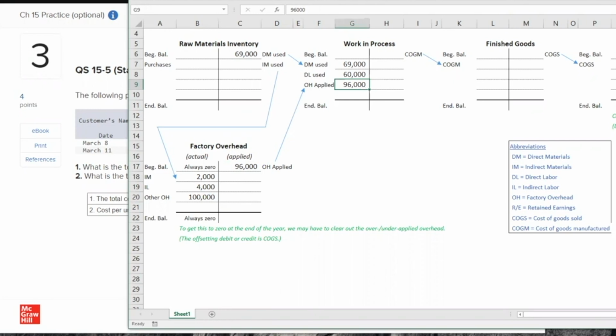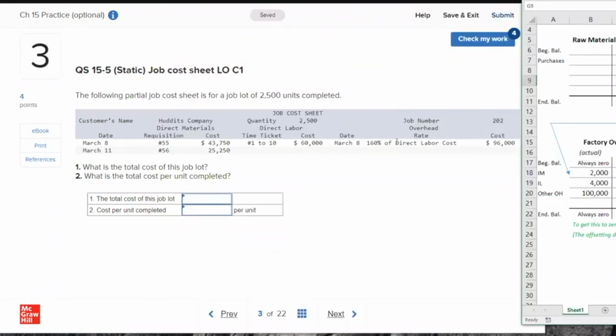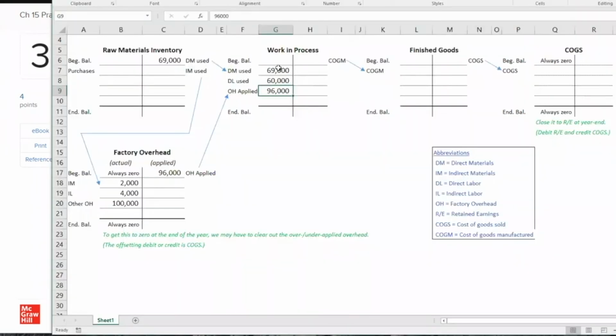And they're going to give you the rate of application, like the 160% of whatever. In this case, we're applying overhead at a rate of 160% of whatever the direct labor cost is. So the total cost of this job lot, 69 plus 60 plus 96, I guess that is 225,000.